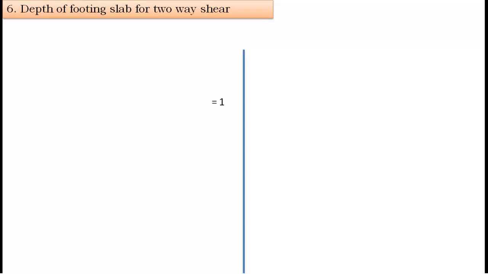This step you can use for all the previous problems, but sometimes we may fail when we assume this definition. For this particular problem we don't have any problem. If we consider two-way shear and go ahead with the depth, then you will definitely get it.